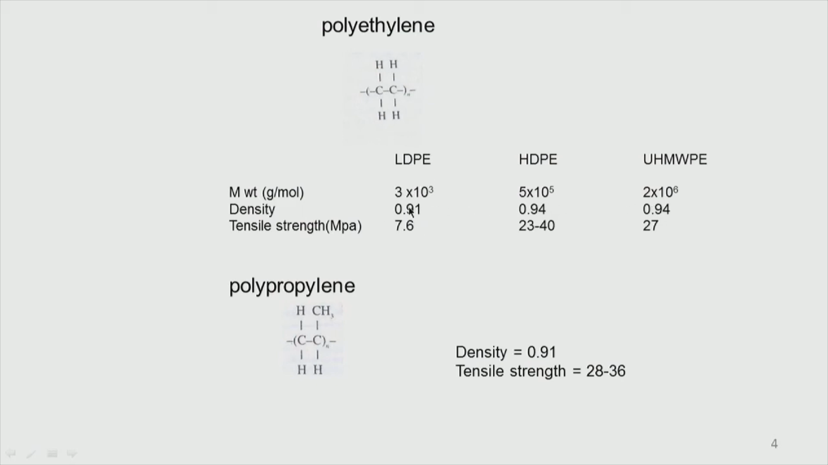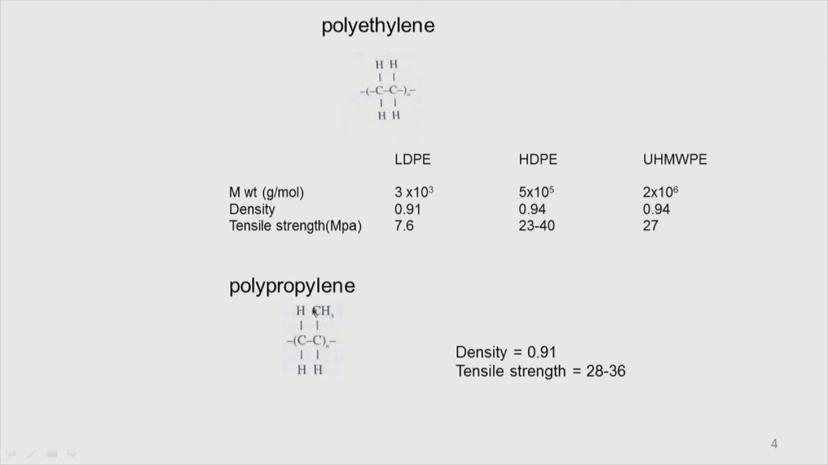So, as you can see, the density increases, tensile strength also increases from LDPE to HDPE to ultra high molecular weight polyethylene, and they are very hydrophobic material because we have only carbon, we do not have anything else, we do not have oxygens and nitrogens. So, it is extremely hydrophobic type of material.